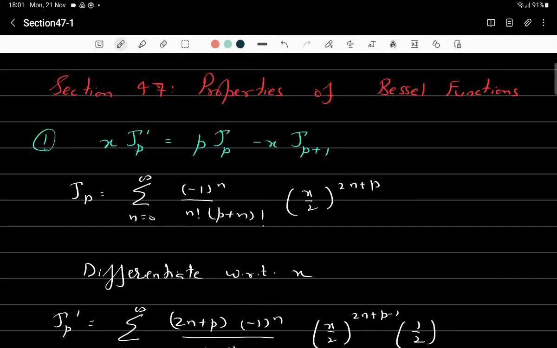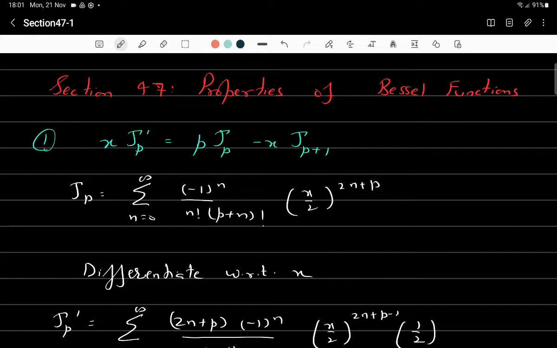Good morning, everyone. In the last class, recall that we discussed Bessel equations and solutions of the Bessel equation, which are known as the Bessel function of the first kind and the Bessel function of the second kind. It means the general solution of the Bessel equation is C1 Jp(x) plus C2 J minus p(x) when p is not an integer. So today we are going to see some interesting relations or properties of the Bessel functions.